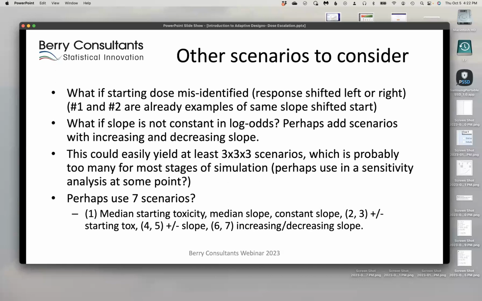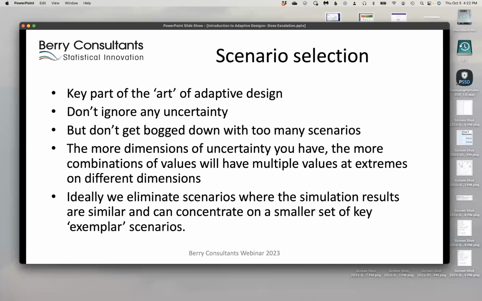So as I said, choosing these scenarios to simulate, and we'll see this, I think, throughout the webinars, is a key part of the art of doing adaptive design. It's really important not to ignore any uncertainty and unintentionally build in some bias or expectation in the design, which may not be met in the actual trial. But equally, it's important not to get bogged down with too many scenarios.